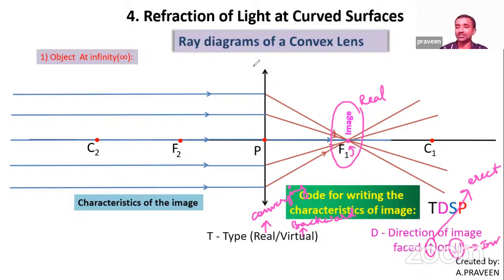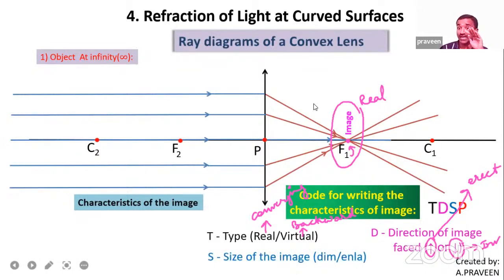Then after direction, one more code is there, S. What is S? It is about the size of the image. If the image size is greater than the object size, we can use one code: enlarged. The image is larger than the object. If the image is smaller, diminished. So diminished or enlarged is the code we can use for size.